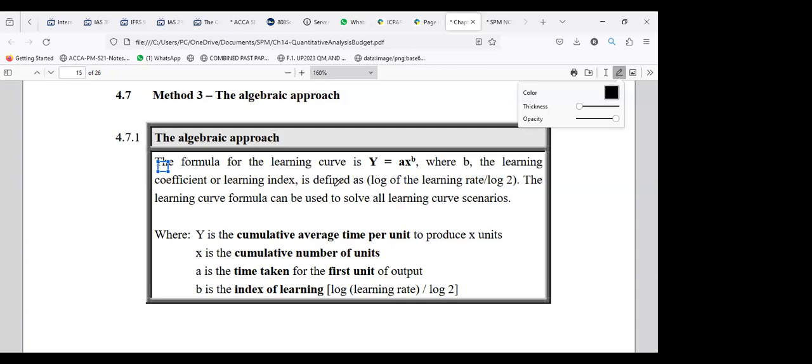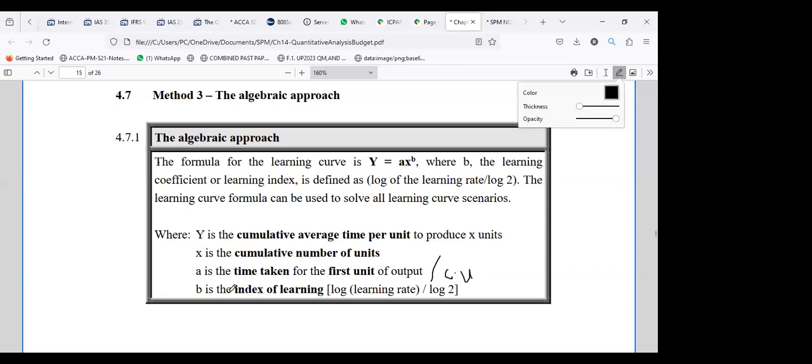So what is y there? Y is the cumulative average time to produce a unit. What is x? X is the cumulative number of units. What is a? Time taken for the first unit. But I have to add something here. Sometimes it's not only time, sometimes it's also the cost taken to produce the first unit. So it could also be cost per unit on the first unit. You may have that. It could be also cost per unit.